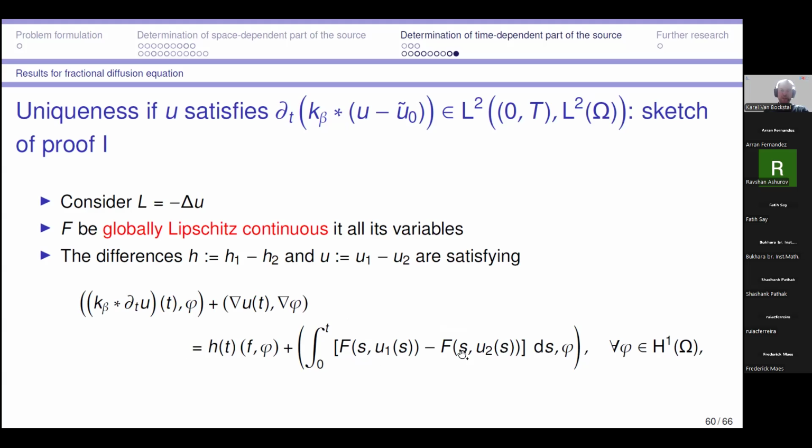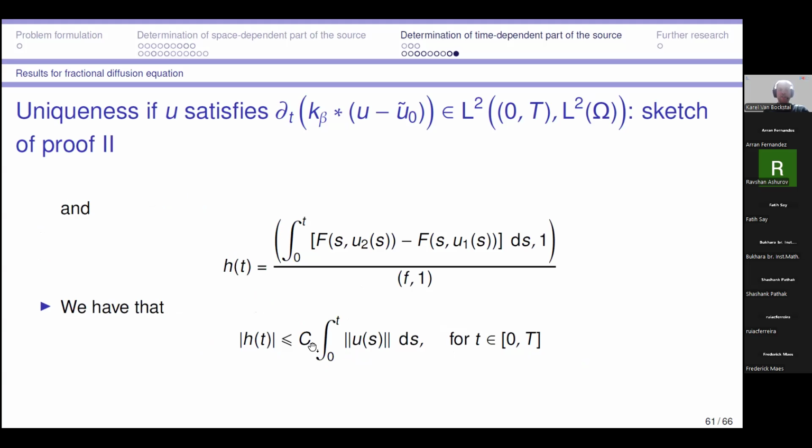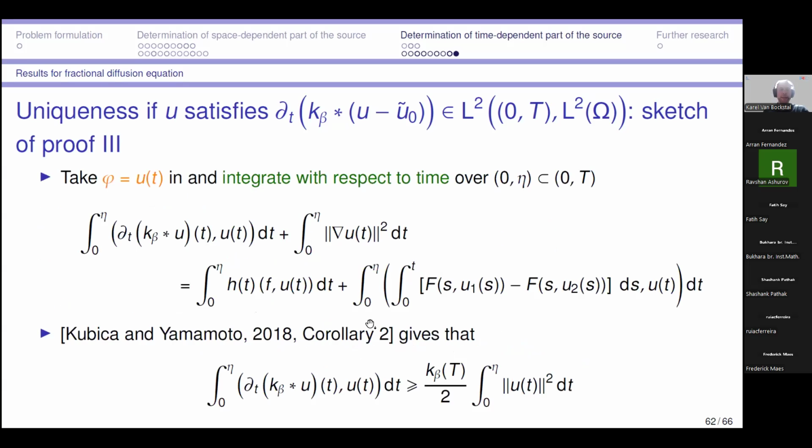We need to assume that it's globally Lipschitz continuous. I think that's a classical assumption. Then h of t can be estimated in this way, where we have the time integral now of the L2 norm of u, so not the time integral inside the L2 norm.